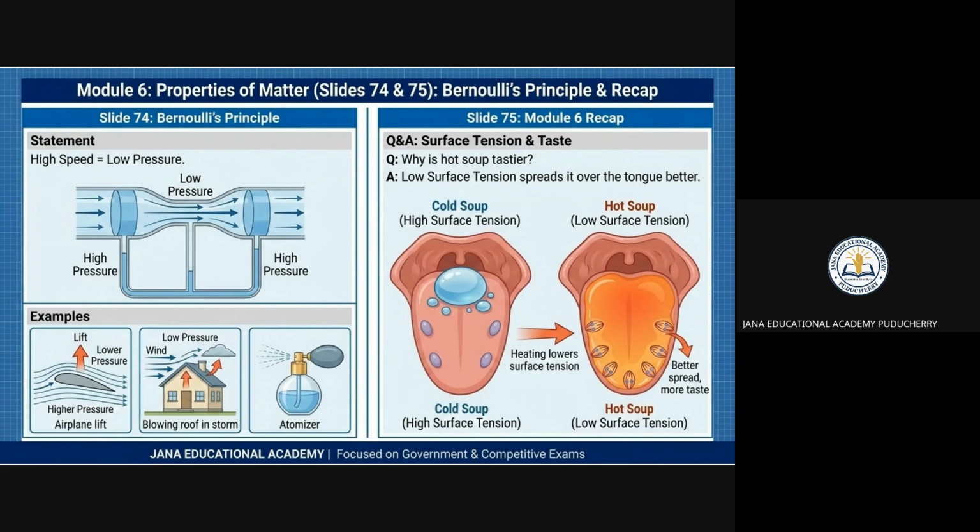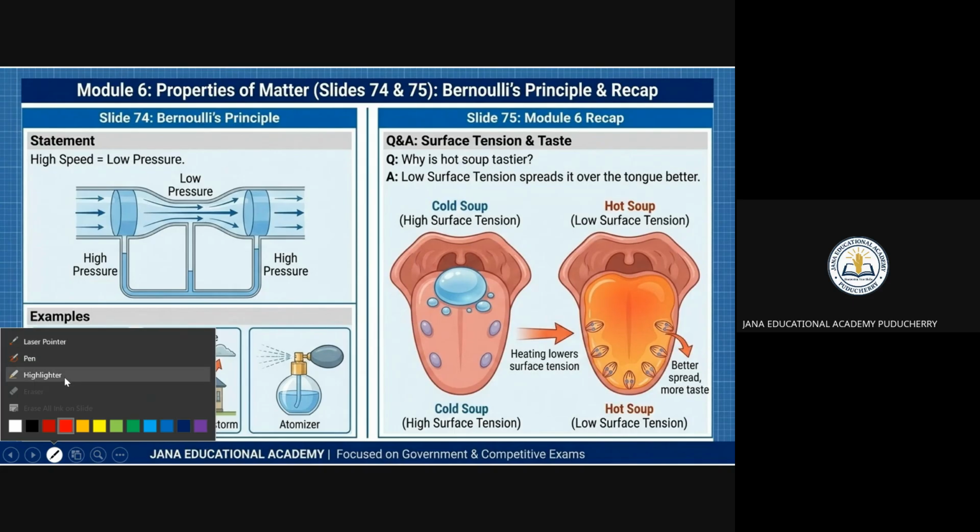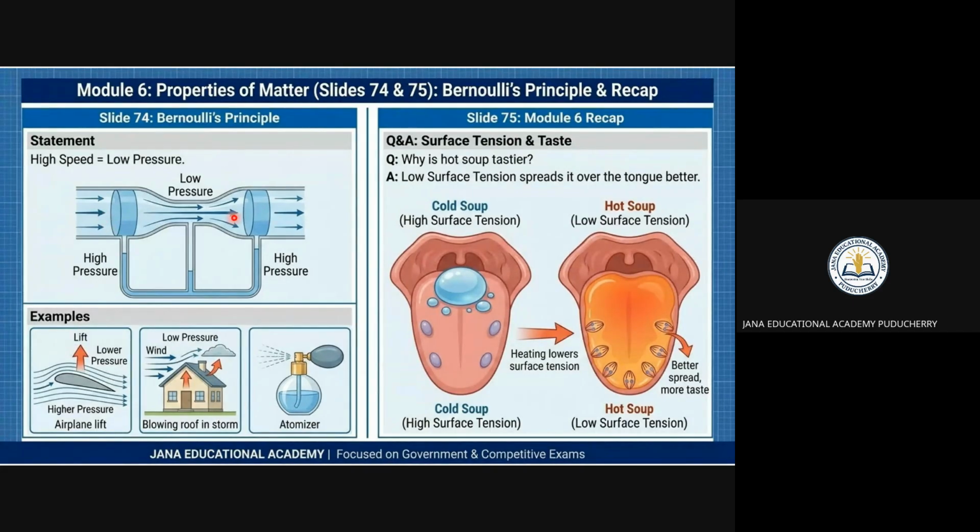Again, I repeat the question. In a flowing fluid, when the fluid is going to flow here, what happens? The pressure is minimum. Where is the pressure minimum? Here the high pressure is there, and here the low pressure will be there. When the pressure is minimum, is velocity minimum, velocity maximum, height maximum, or density maximum? Velocity, yes, maximum. Correct.